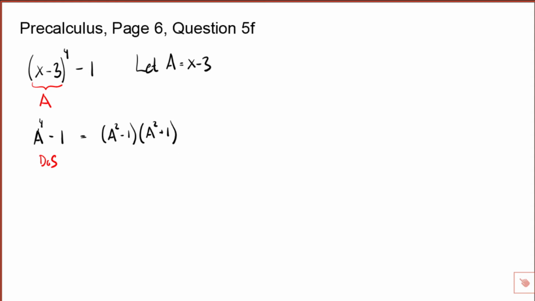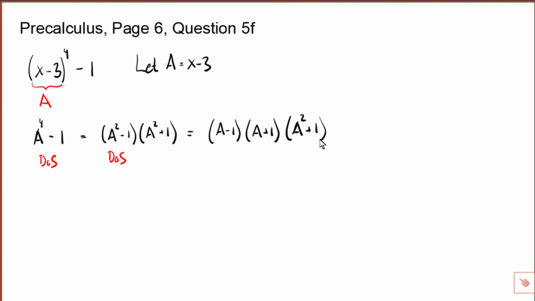And now we can see that this first binomial is another difference of squares. So we're going to factor that again as a difference of squares. The square root of a² is a, so we get (a − 1)(a + 1). And the second binomial, we cannot factor again, so that's just going to stay the same.